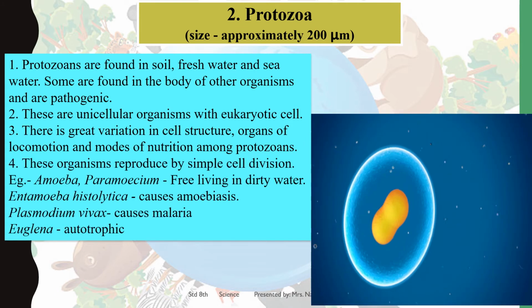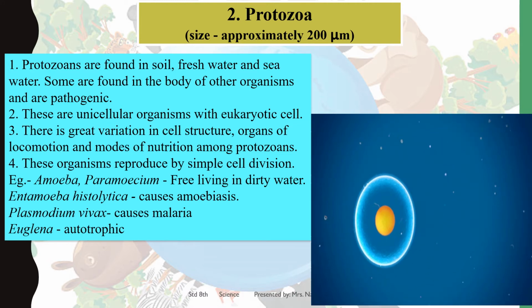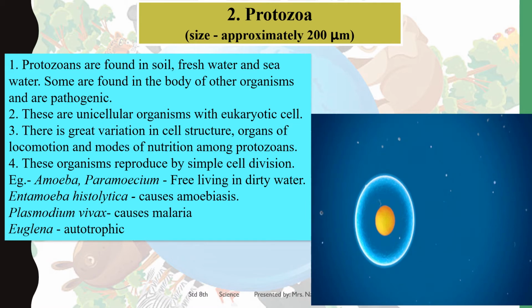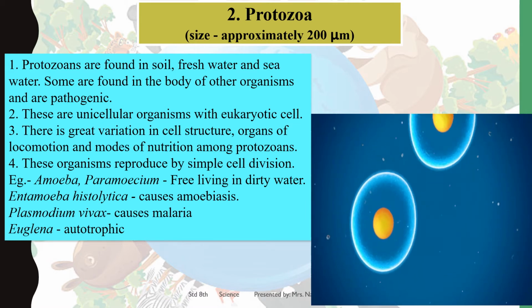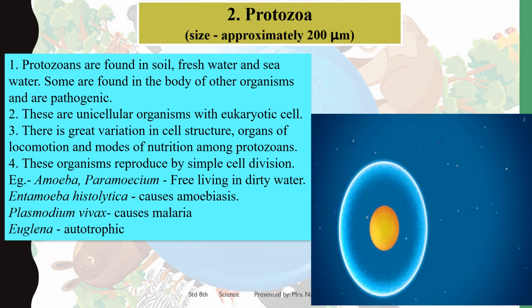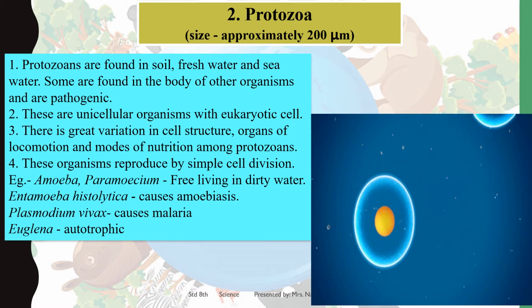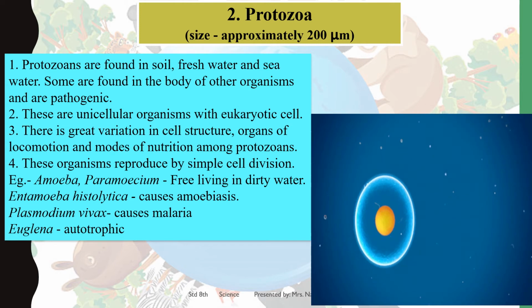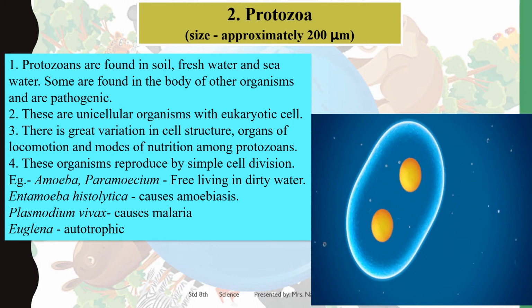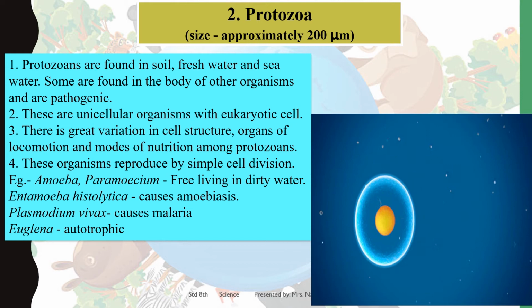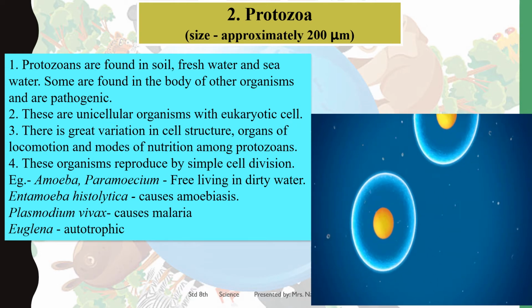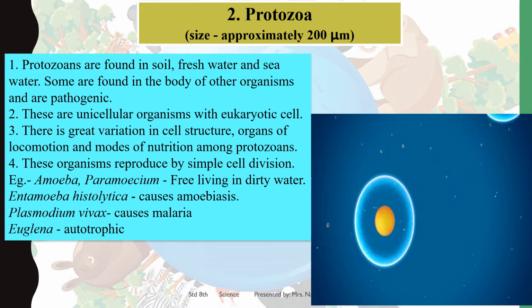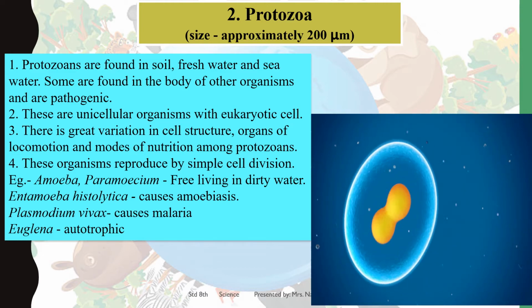Next, how do they reproduce? They reproduce by simple cell division that you can see here. Examples of protozoa are amoeba and paramecium. They are free living in dirty water. Whereas Entamoeba histolytica is one more disease-causing protozoa. Then you have Plasmodium vivax, which causes malaria, and then you have Euglena, which is an autotrophic microorganism.